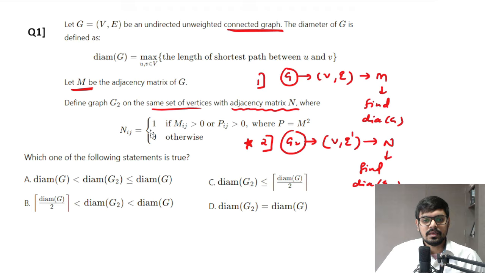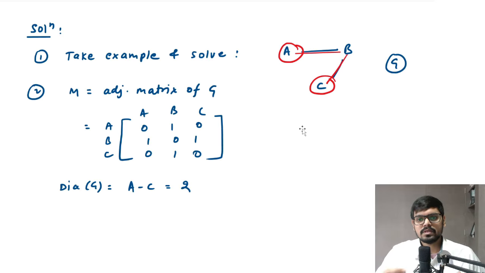How? Here they are saying N_ij element is 1 if your M matrix element is greater than 0 or P matrix element is greater than 0, where P is M square. So now I need M square first. Then only I will say P matrix is ready. So what is M square? M is this. Can you find M square? Students are like, yes, M into M.